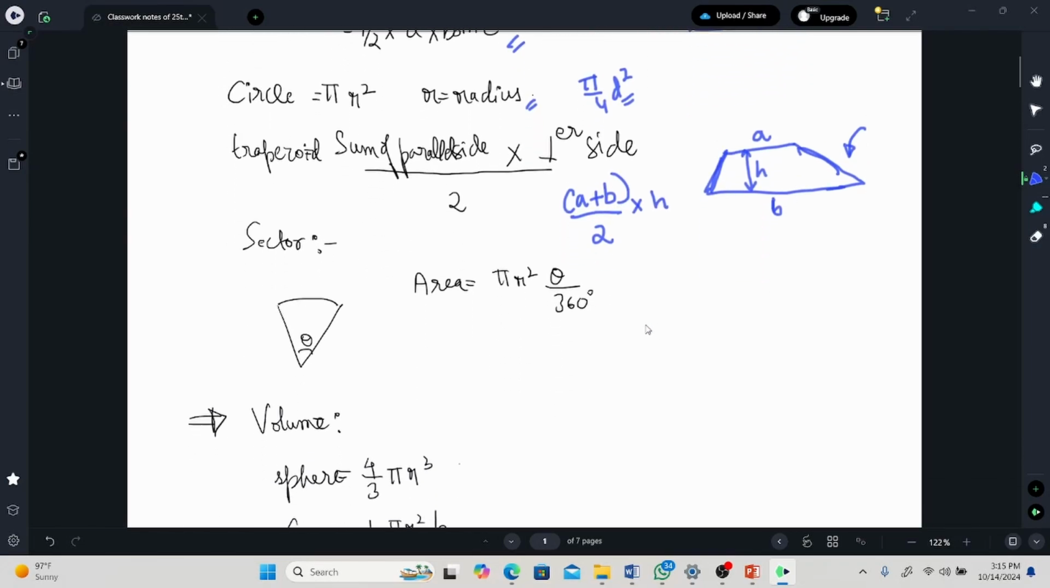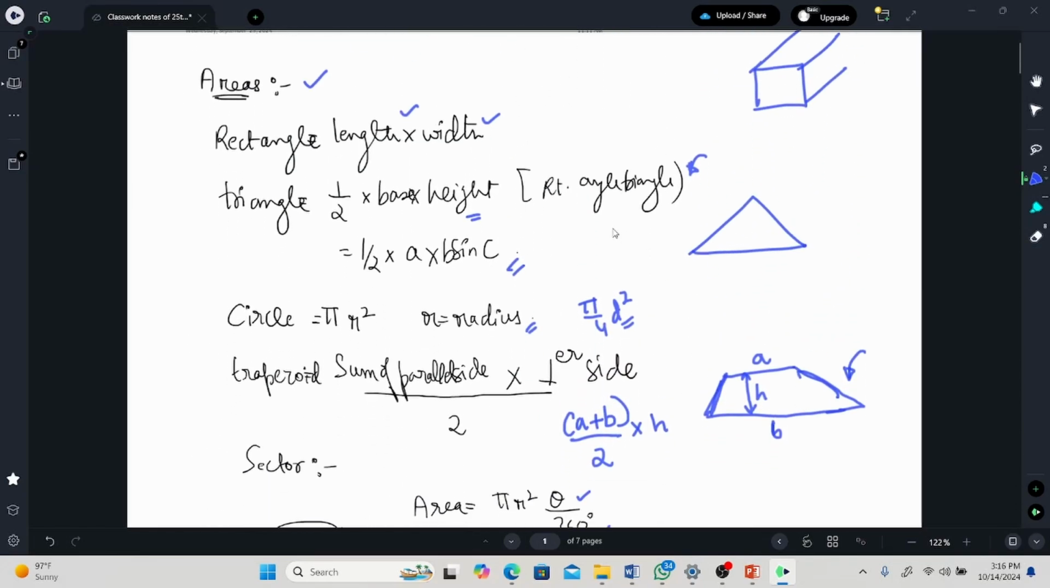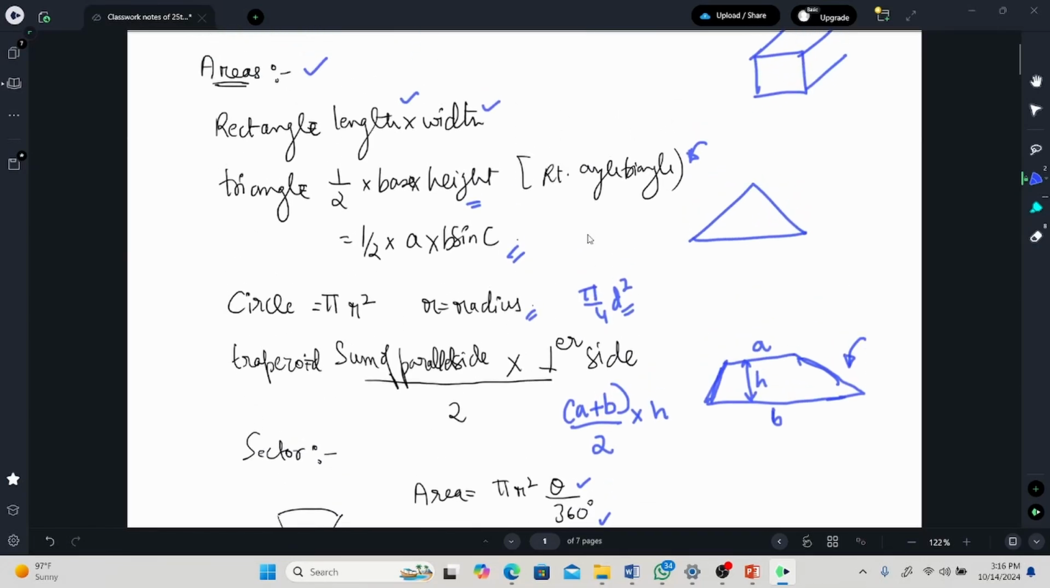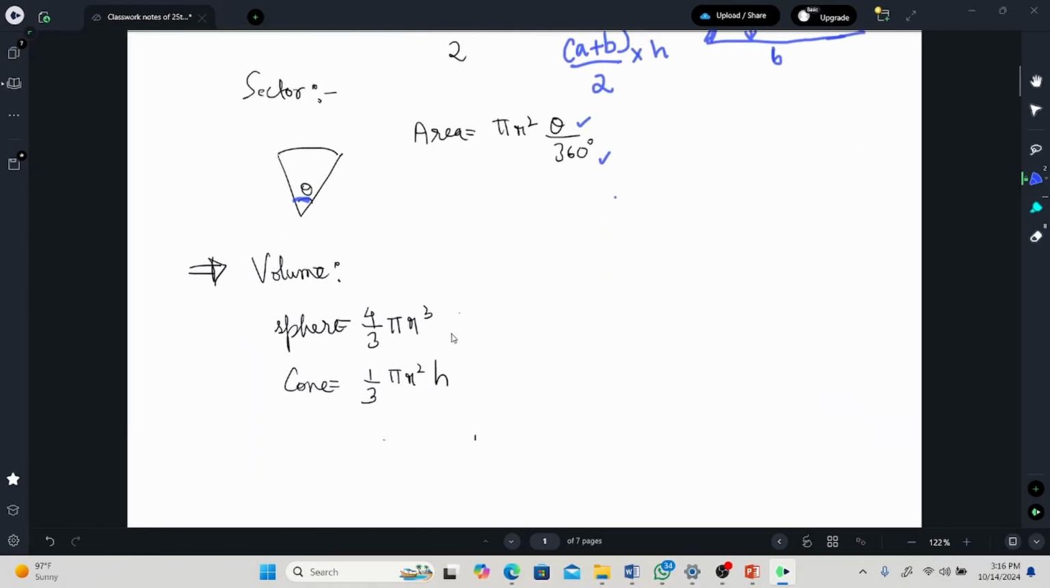Apart from that, you can also find the area of a sector. It is nothing but pi r square theta by 360, where theta is the angle subtended in the sector. So these are the few basic formulas for areas. I am giving you a quick revision before we go to the few sample questions. These are the basic formulas of a few areas.